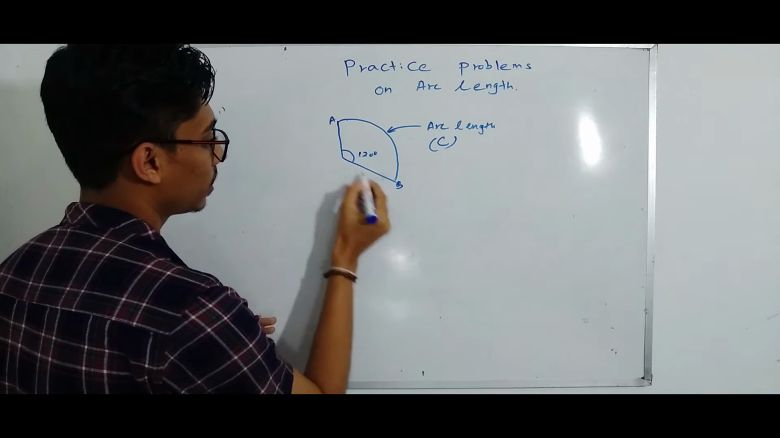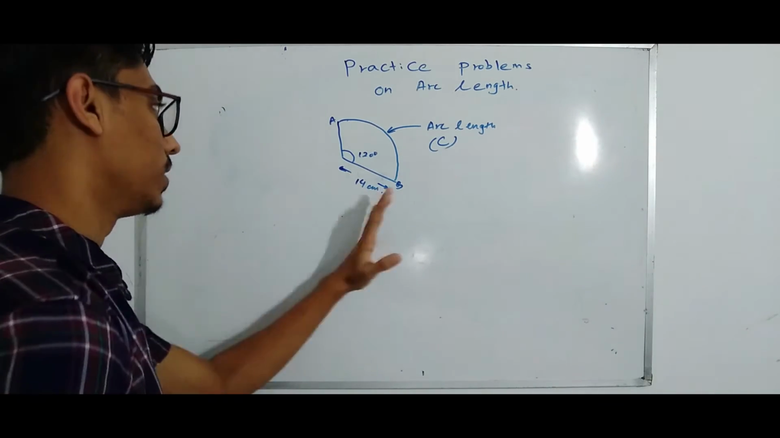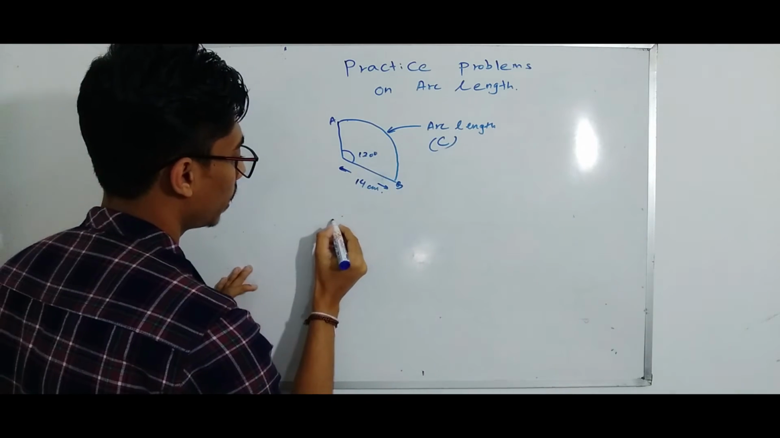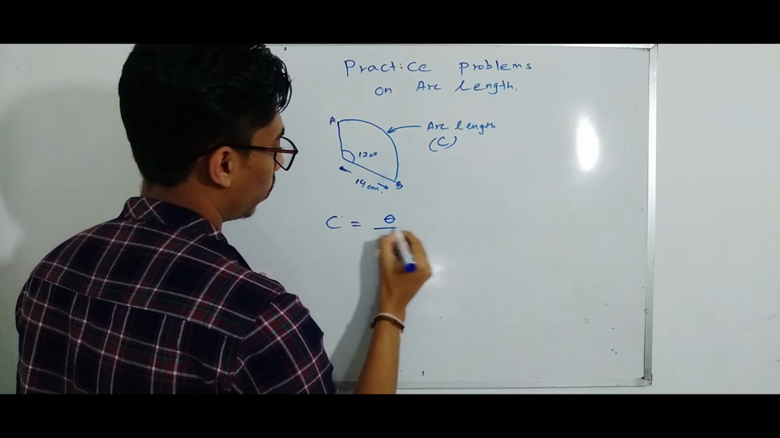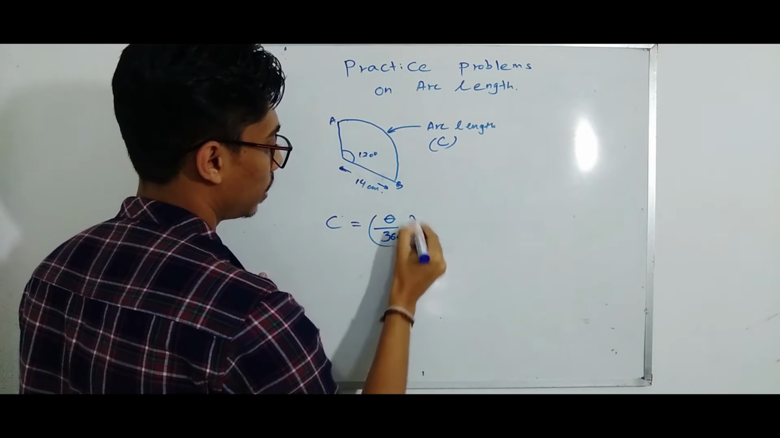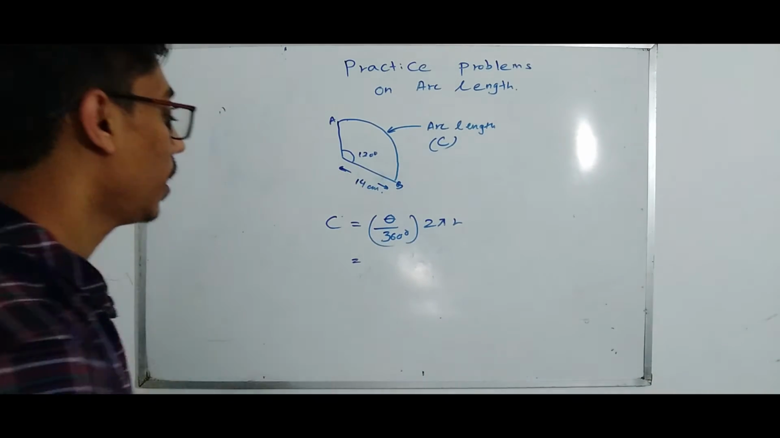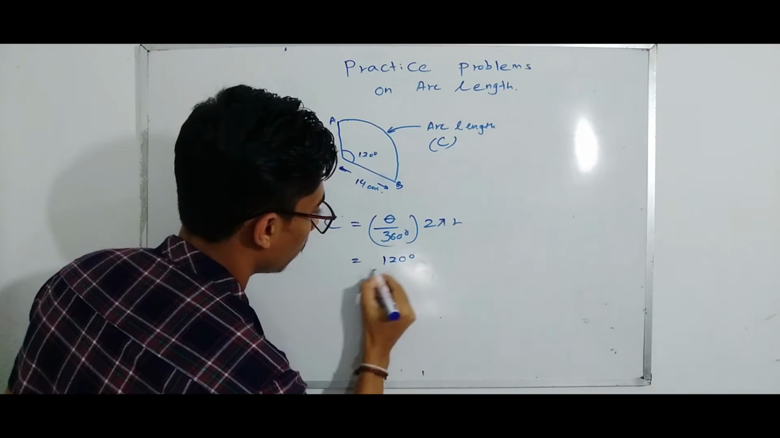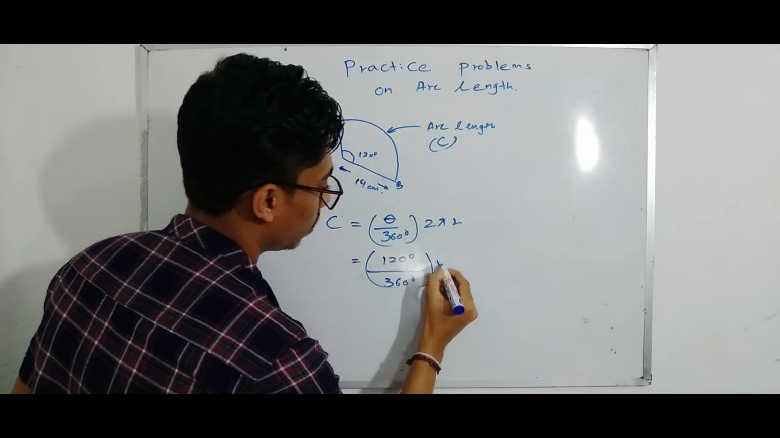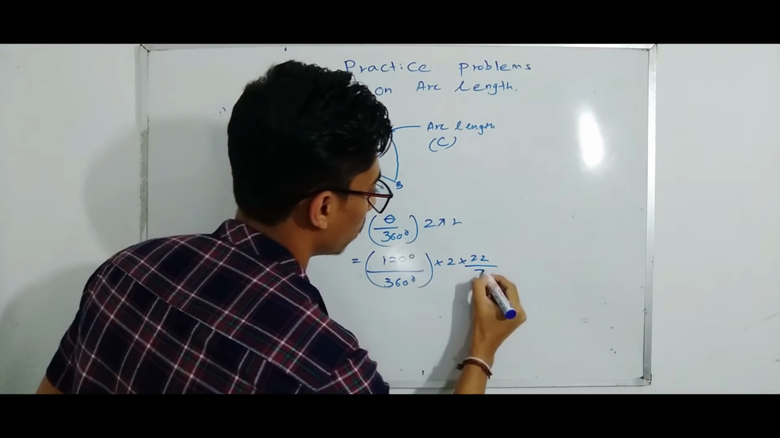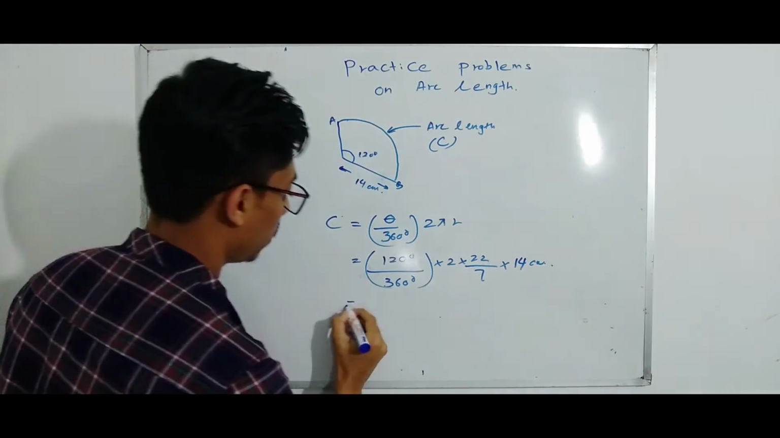Again, I can use the equation. Let me take the radius as 14 centimeters. The arc length C is theta over 360 degrees into 2 pi r. So what's theta here? 120 degrees divided by 360 degrees into 2 into 22 upon 7 into my radius, which is now 14 centimeters.